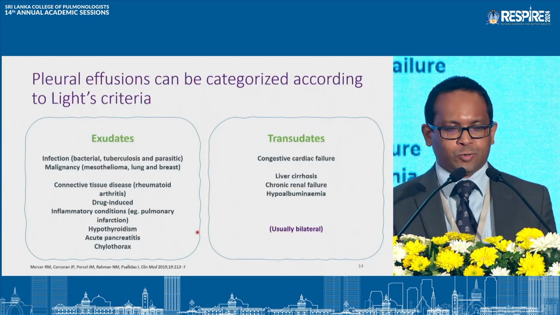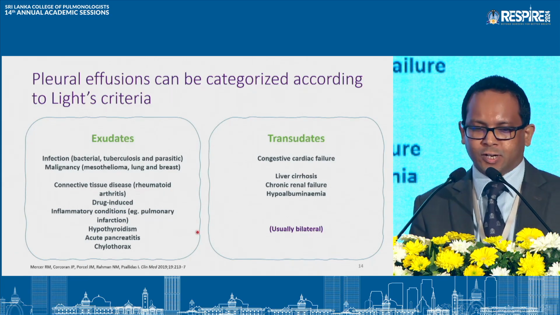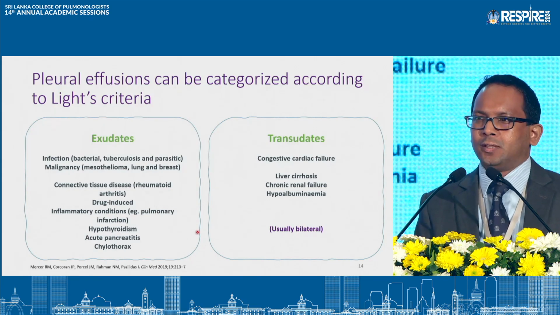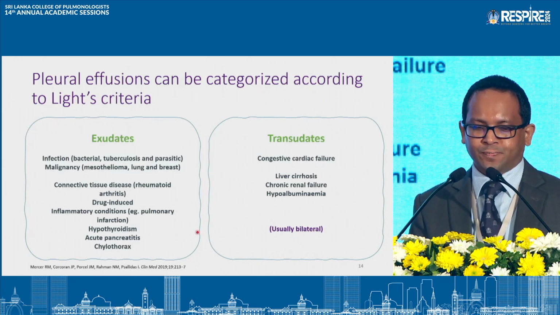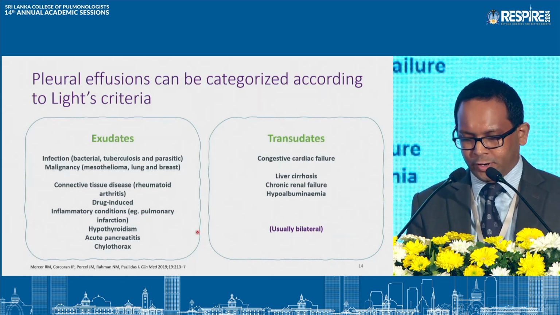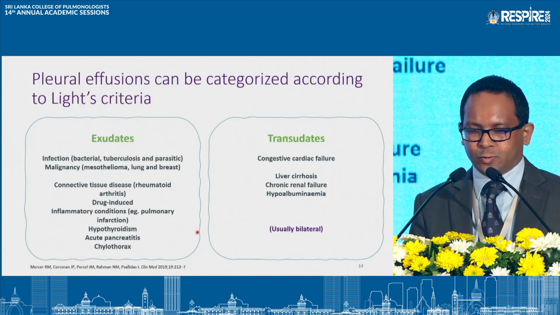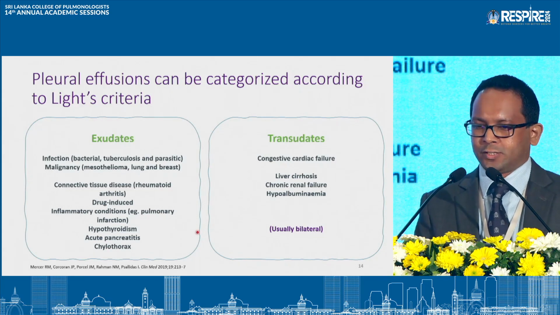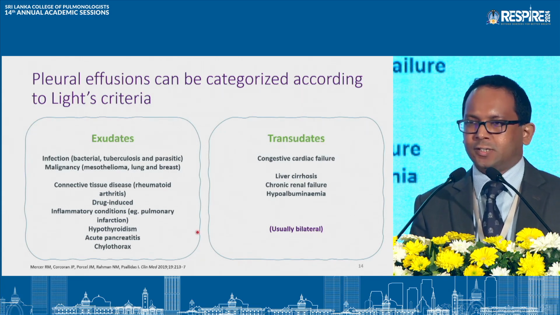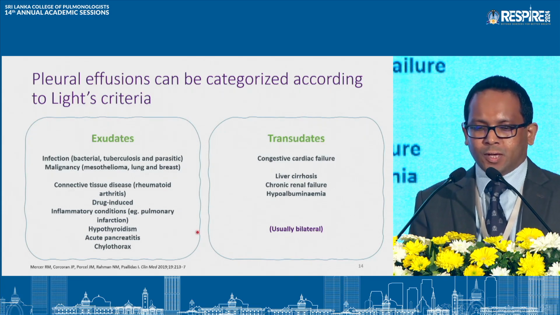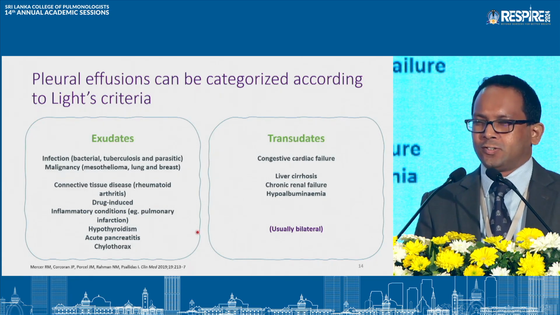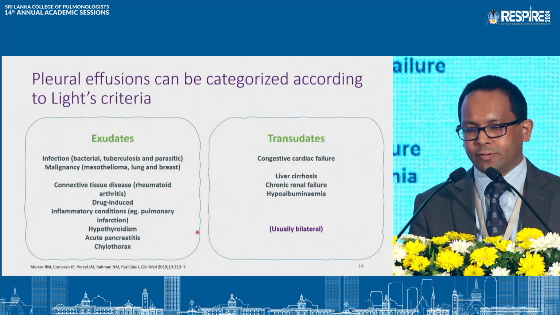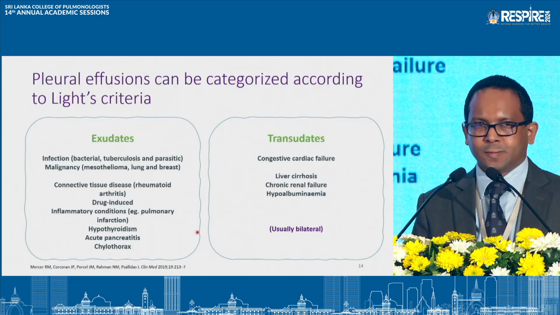So just to briefly go into causes, based on Light's criteria, exudative causes, the most important and common are infection and malignancy, and this is basically why we need to investigate essentially all unilateral pleural effusions. Apart from that, there are a variety of other miscellaneous causes. When we take transudates, the vast majority is cardiac failure, even if it's a unilateral effusion. Most of the time, transudative effusions are bilateral, however, and the history, examination and the initial investigations will probably reveal a cause in this sort of situation.